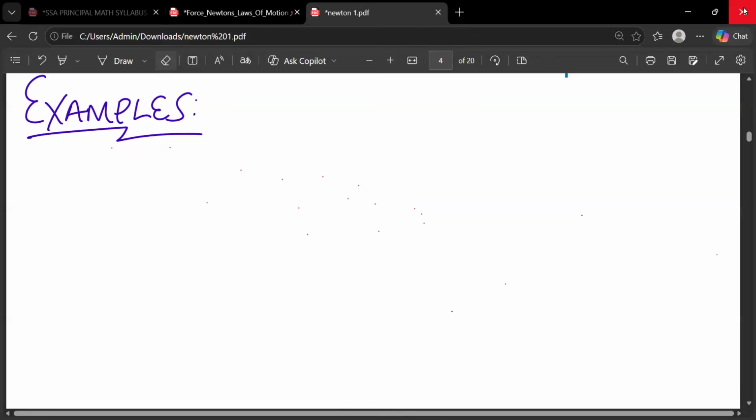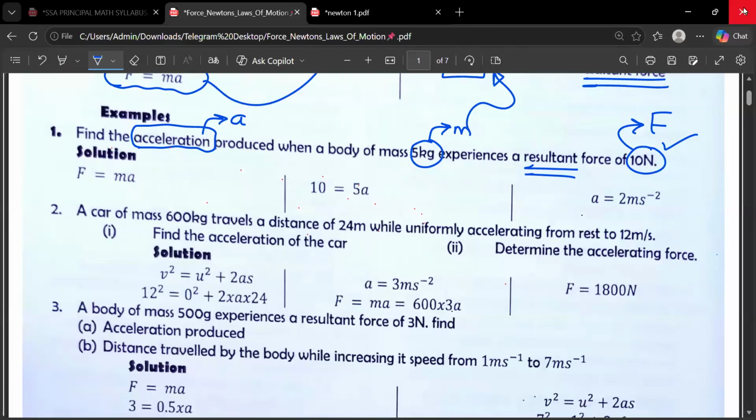So when you come here and summarize your work from the question, realize you have A, M, and F. You'll be like, what do they want? A. Do you have A? Do you have M? Yes. Do you have F? Yes. Do you have the equation that is relating all of them? Yes. Then you just do like the way they calculated here, right?